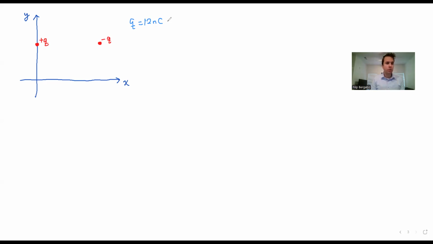And let's also put some distances to this. Let's say that this distance is, let's go with 6 meters. And let's say that we're interested in calculating the electric field at a particular point right here on the x-axis, but equidistant from both charges. So let's say we're looking for the electric field at this point.